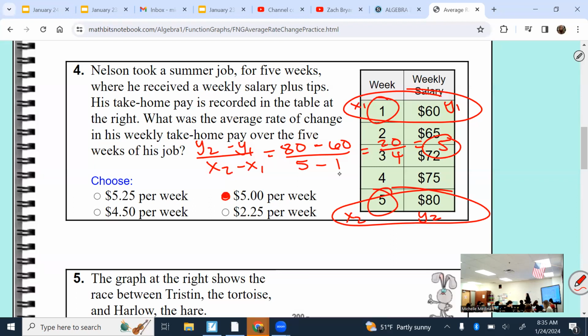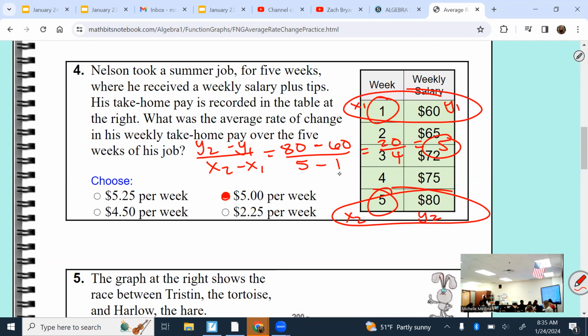And that's it. So what that means is on average over those 5 weeks, his salary increased because it was positive by $5 a week. Now, is that necessarily true throughout? No, like from here it's true. From 72 to 75, it only increased by 3. But on average, that was the rate of change. Just depends where you look.